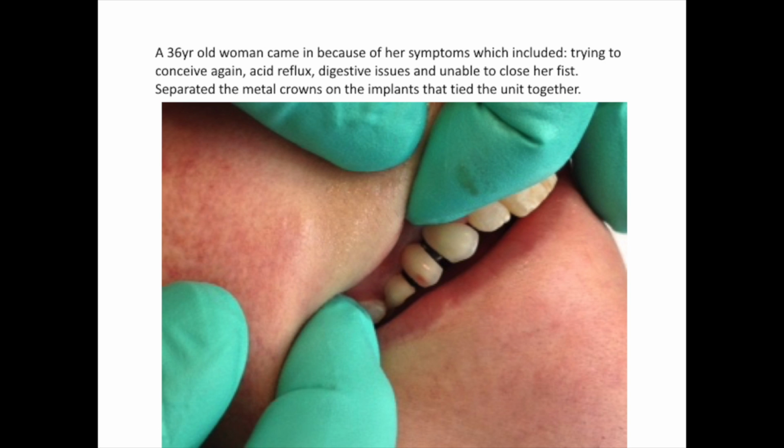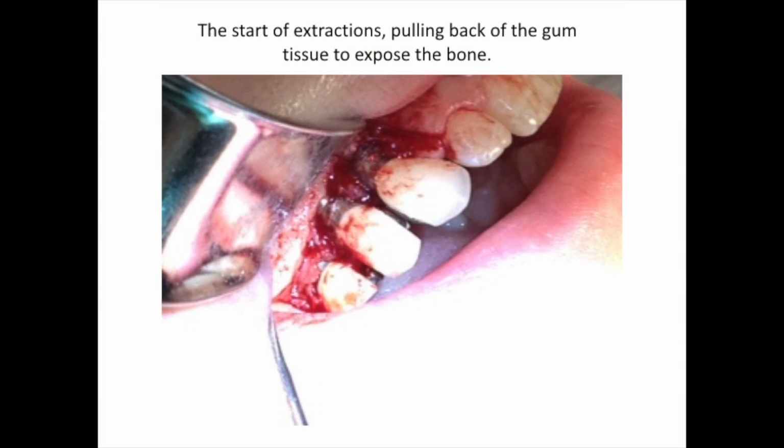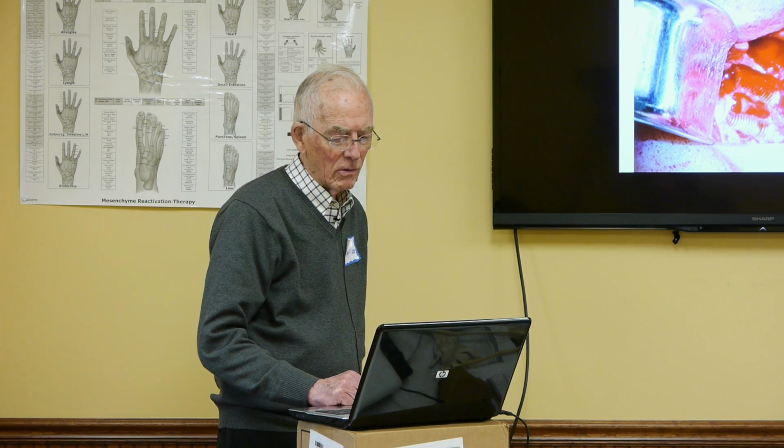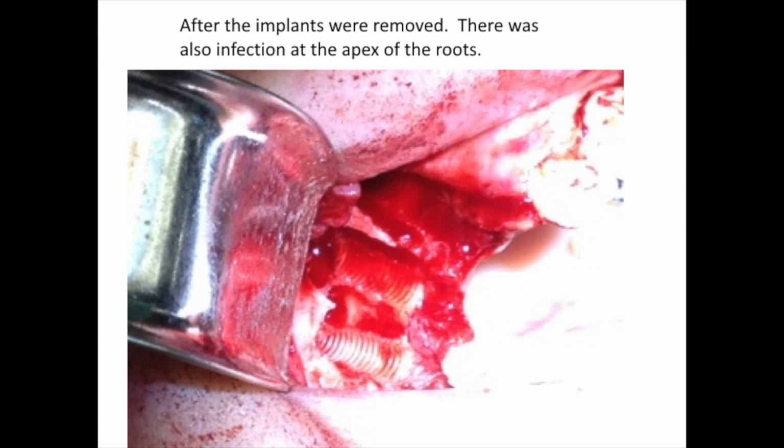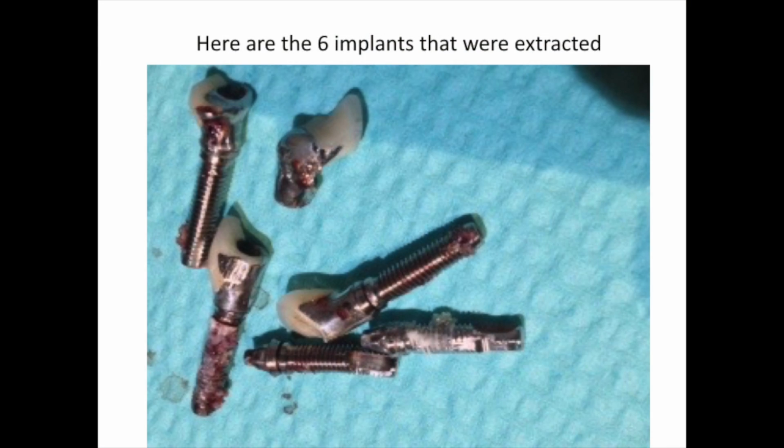This is looking at her mouth from the right side, and this is the way we take those out. We retract the tissue and then remove the bone over the implant. And this is the removal of the implants on the right side. We did the same thing for the left side. These are the 6 implants that were put in there. One of the implants wasn't even functional.